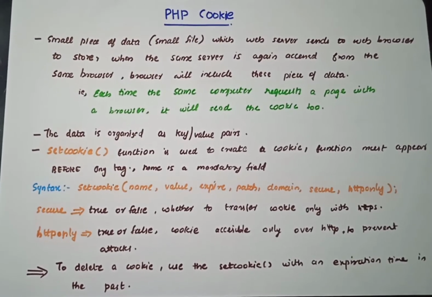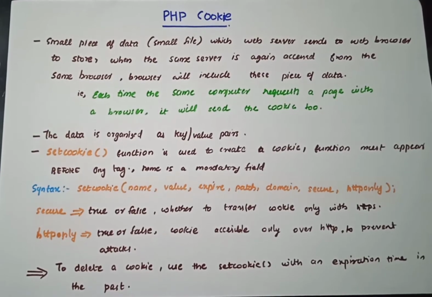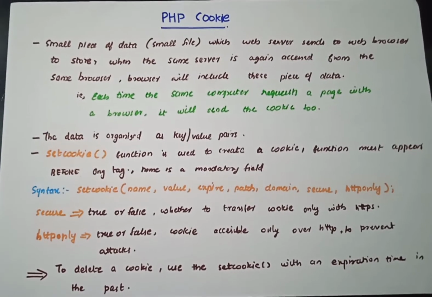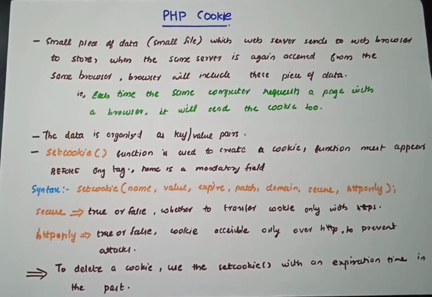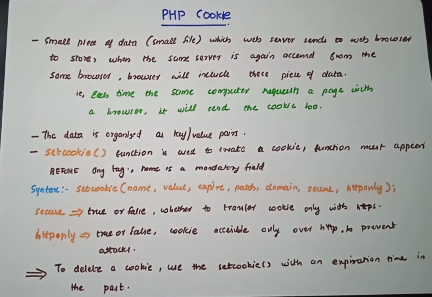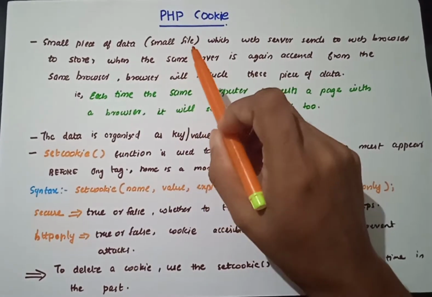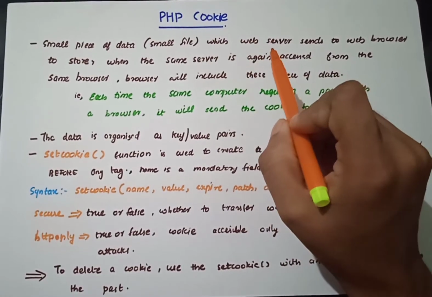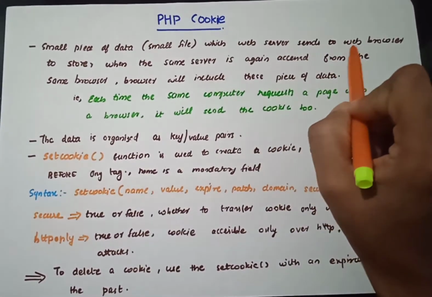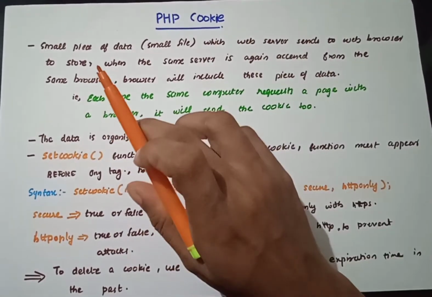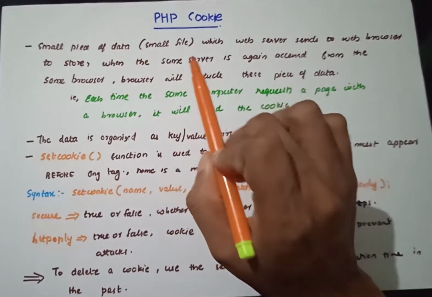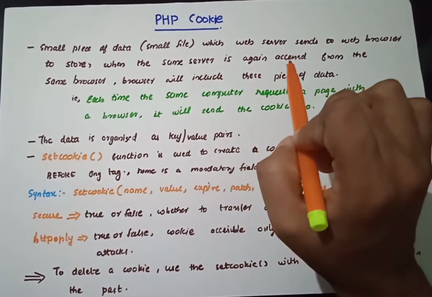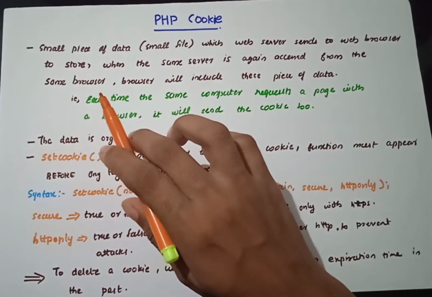So today we are discussing an important topic on PHP, that is PHP cookie. What is actually a cookie? This is a small piece of data, or you can say a small file, which the web server sends to the web browser to store when the same server is again accessed from the same browser.